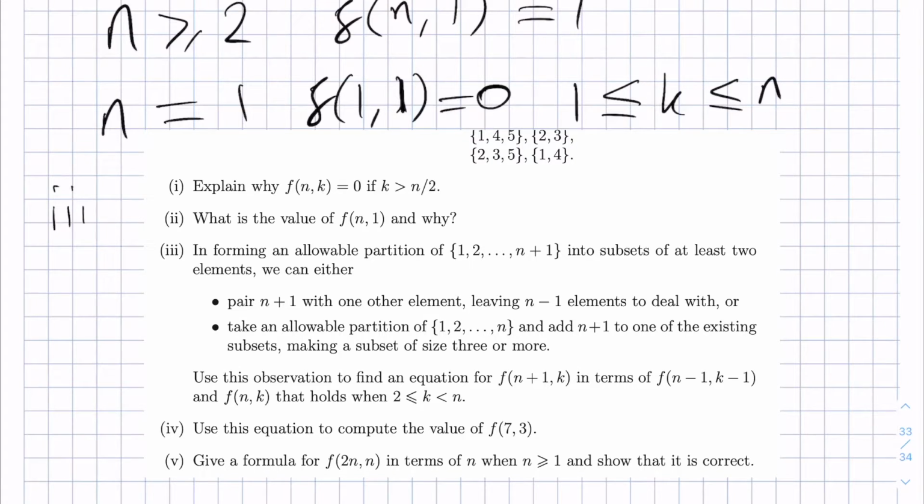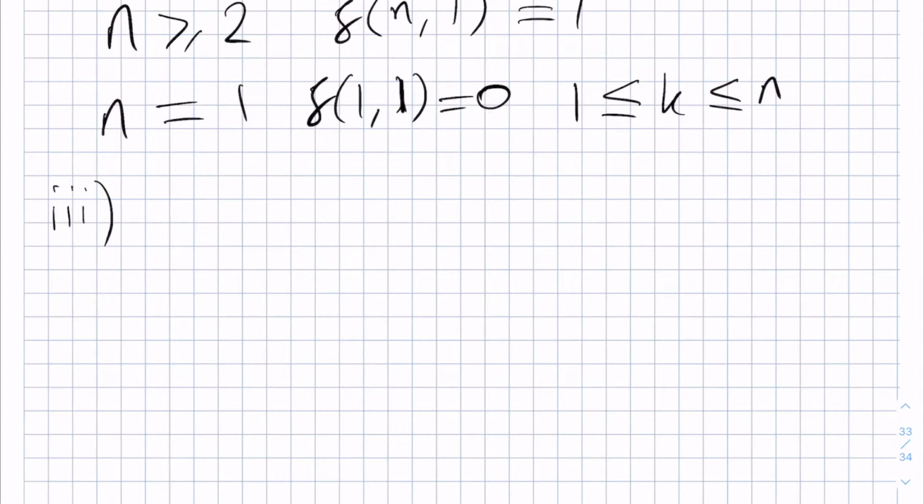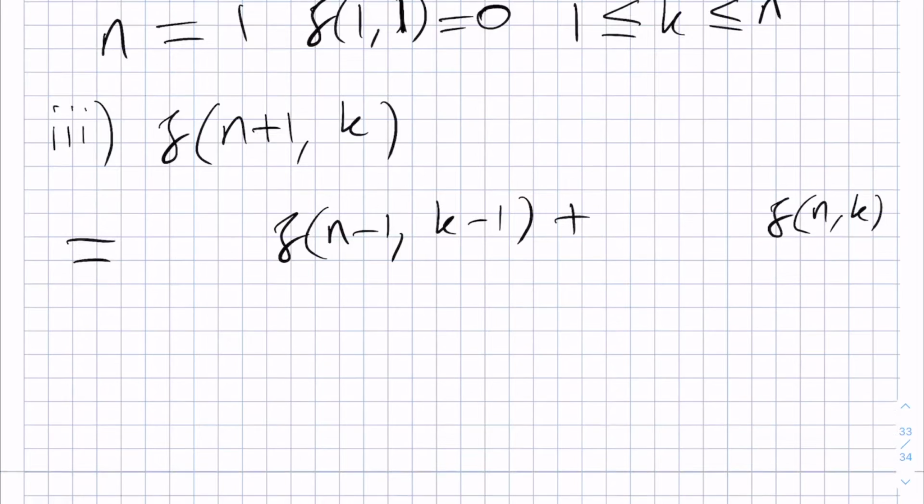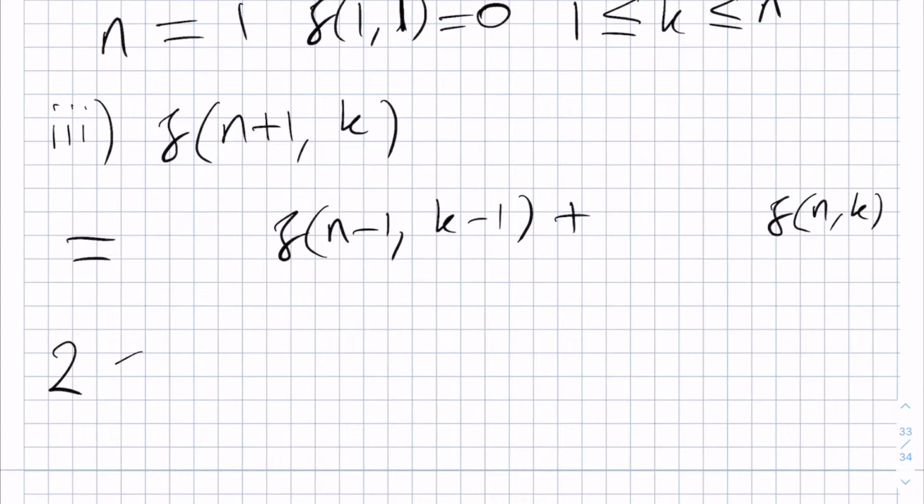So in this part of the question, we're going to try and use the statements in the bullet points of part 3 in order to write f of n plus 1,k in terms of f of n minus 1,k minus 1 and f of n,k. This only will hold when 2 is less than or equal to k, which is strictly less than n.